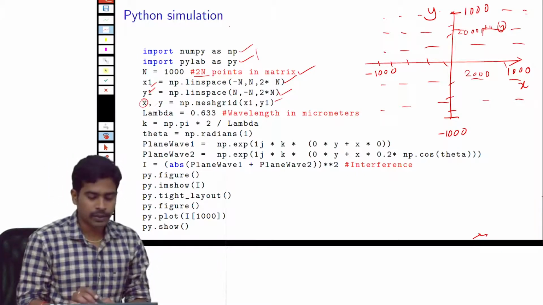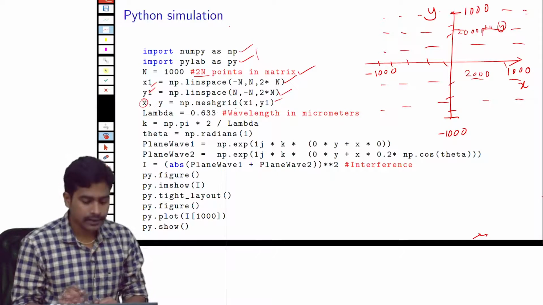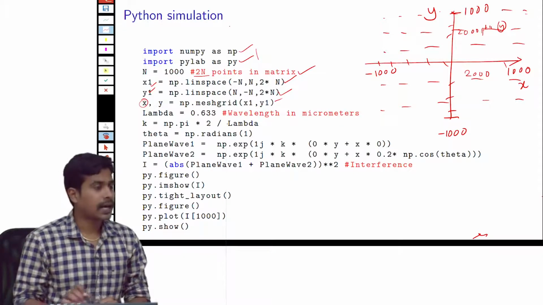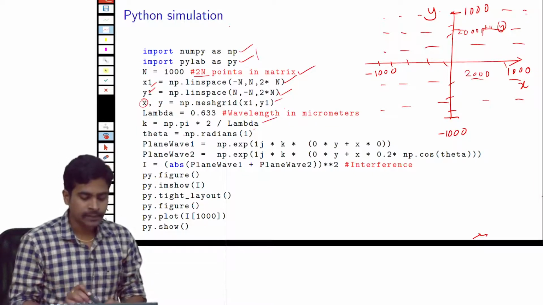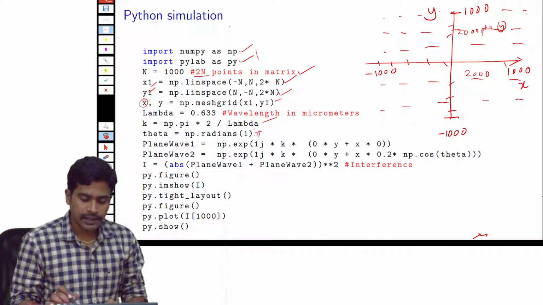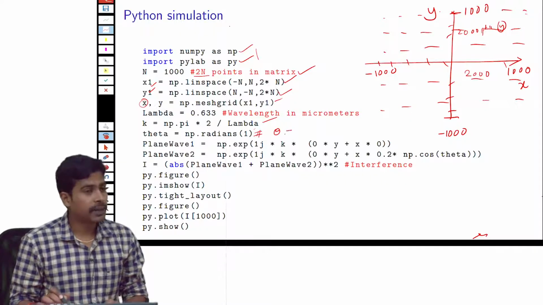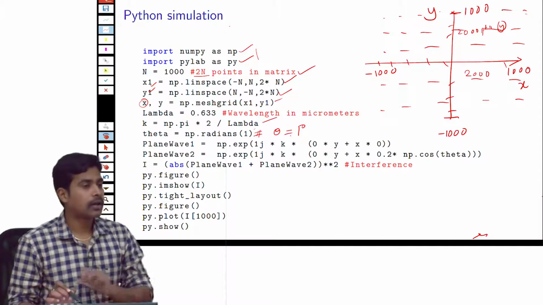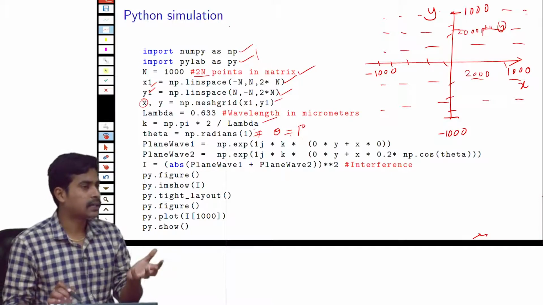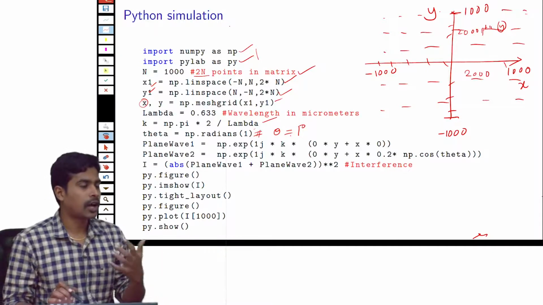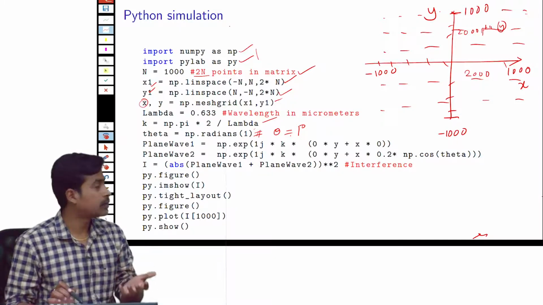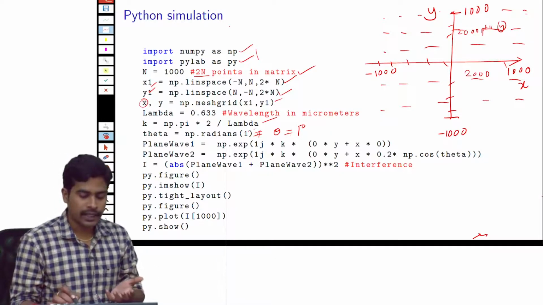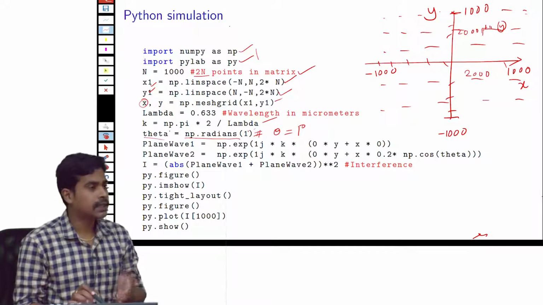Here I am choosing the wavelength to be 633 nanometers, and from this we can calculate the wave number to be 2 pi by lambda, with this equation. For this simulation I am taking the angle between the plane waves to be 1 degree. The argument for a cos function is always in radians, so we cannot give degrees directly to the cos function. I am converting the 1 degree angle to radians using this command, and theta is stored as a radian angle.